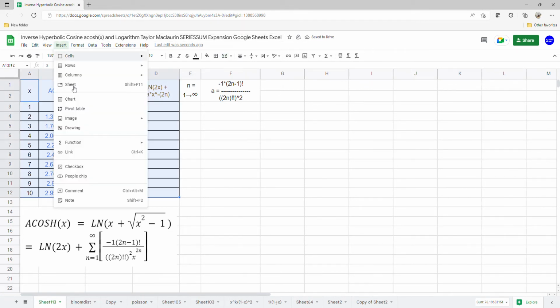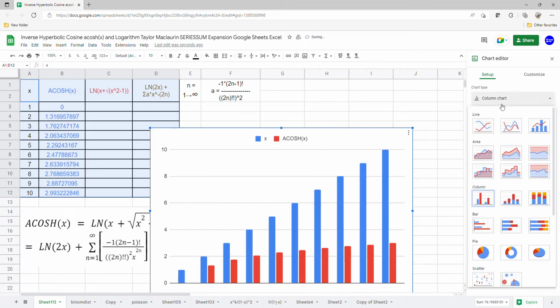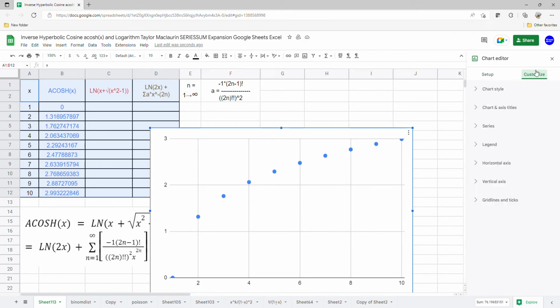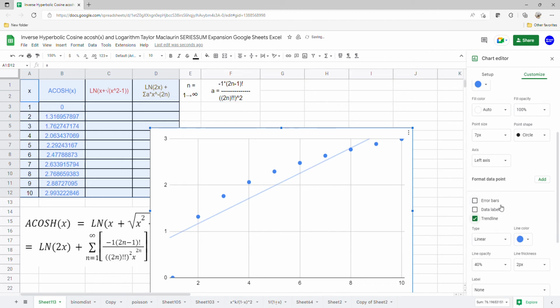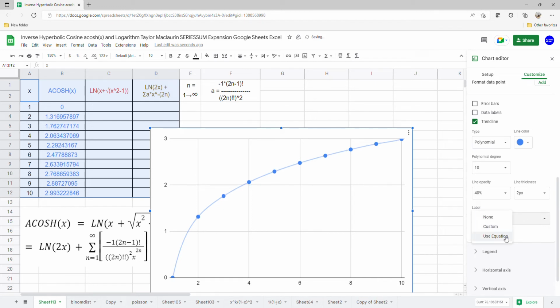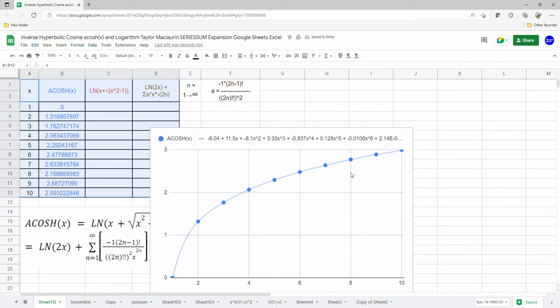Insert chart. And we use scatter chart. Row 1 as header. And for the series, show the trend line. The type, polynomial. The degree, tenth. For the label, use the equation. So here's our trend line and polynomial.